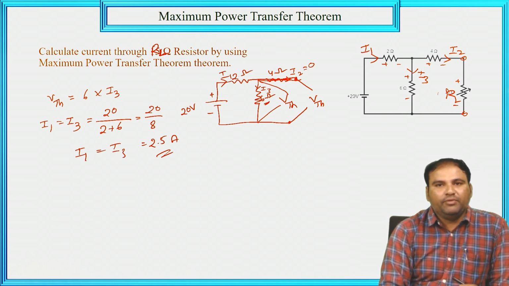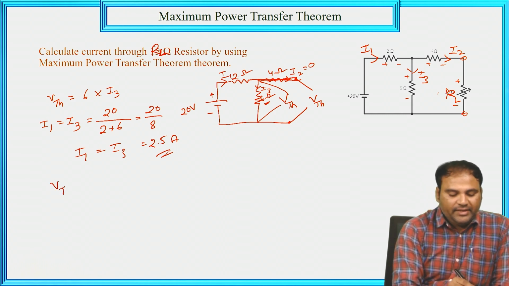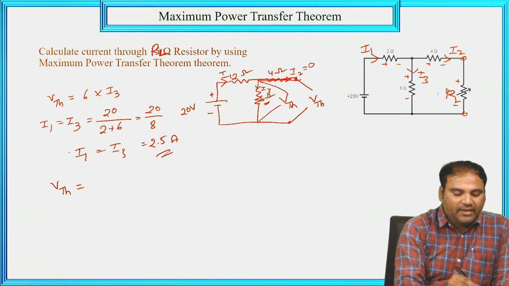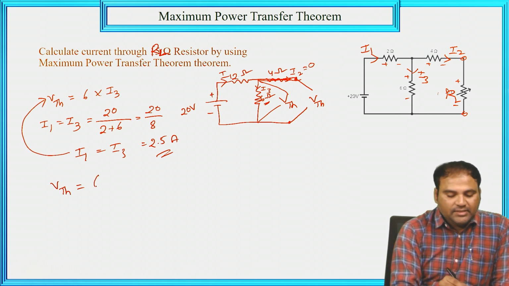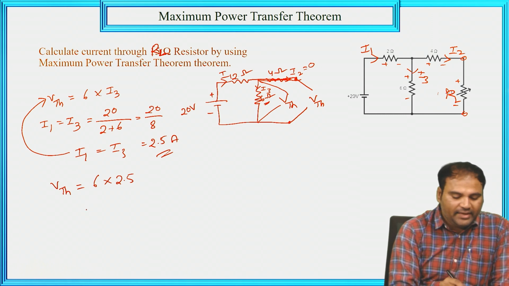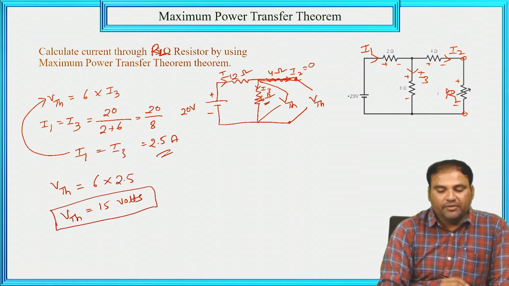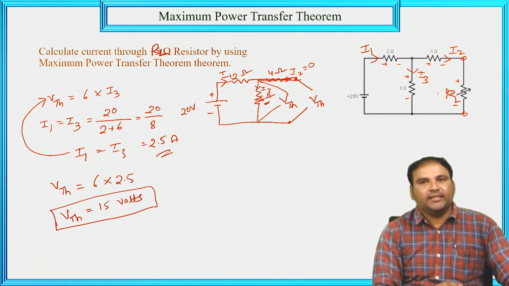Now we need to calculate the VTH. So VTH equal to, now substitute this I1 or I3 value in this equation. VTH is equal to 6 into 2.5, which means we will get 15 volts. So this is the Thevenin voltage VTH, that is equal to 15 volts, right? Now similarly, we need to calculate the RTH.